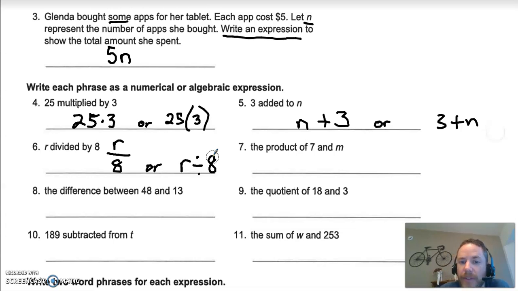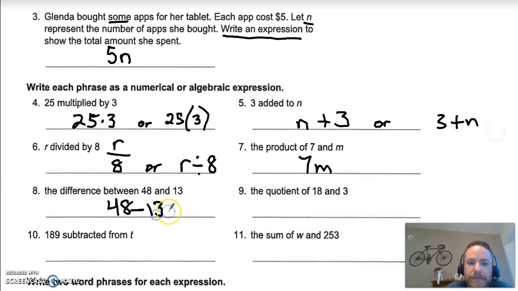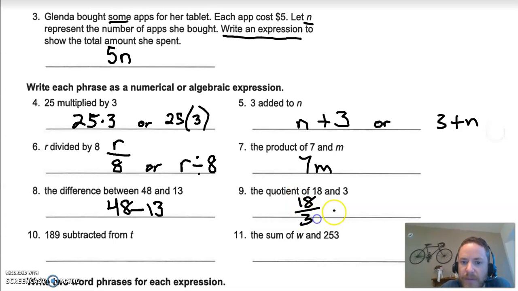Product means to multiply, so we're just going to write 7m. We're not going to do anything else. We're not going to put an x or a dot, just 7m. Number 8, the difference between 48 and 13. We have to recognize that the word difference is subtraction. So we're going to do 48 minus 13. Number 9, the quotient of 18 and 3. I prefer 18 over 3 because that's the most algebraic answer. Or we could write 18 divided by 3 left to right.